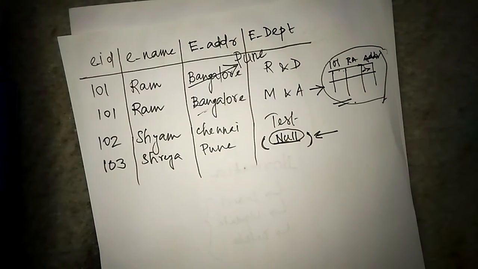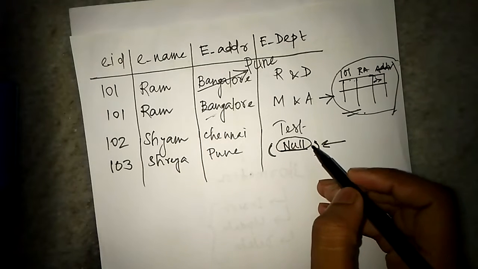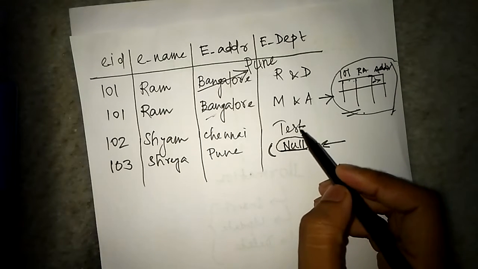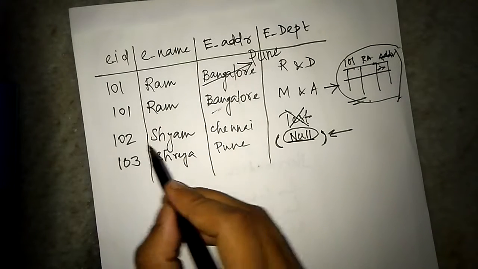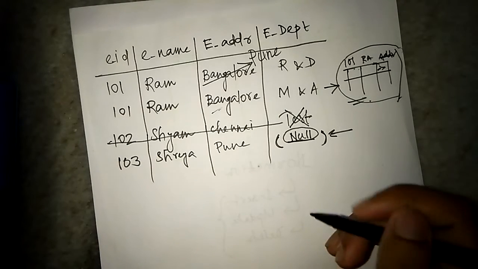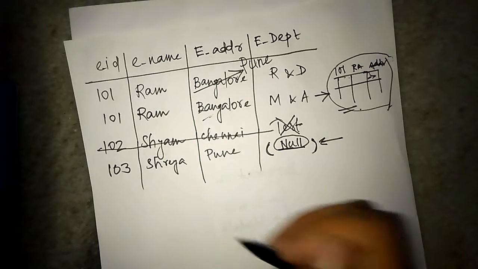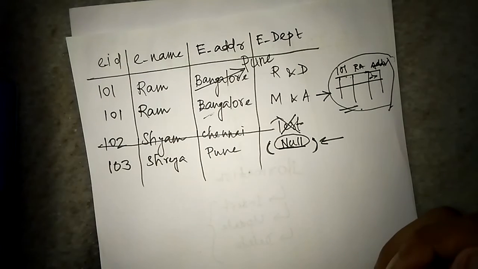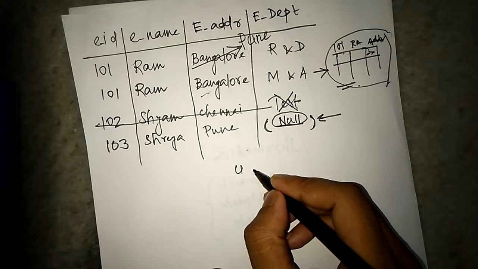And next, the delete anomaly. The delete anomaly is like this: the company is supposed to close the testing department. So when you close this testing department, the entire row has to be deleted. So we will lose the data about Sam. So this is called delete anomaly. We have discussed three types of anomalies: first is update anomaly, delete anomaly, and insert anomaly.